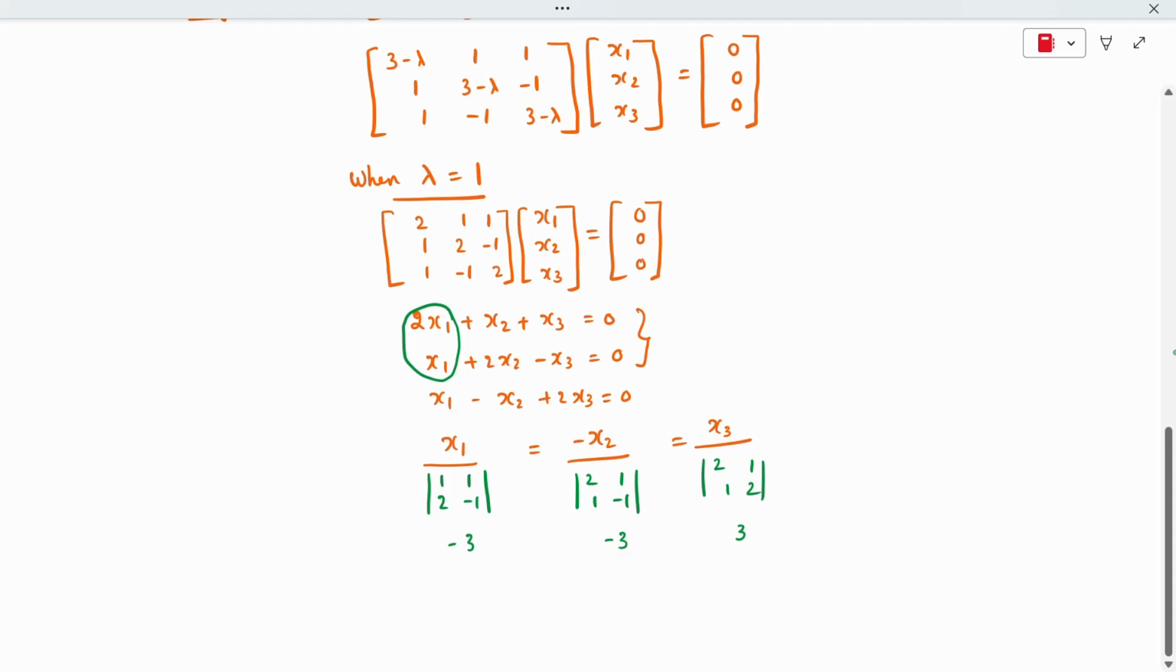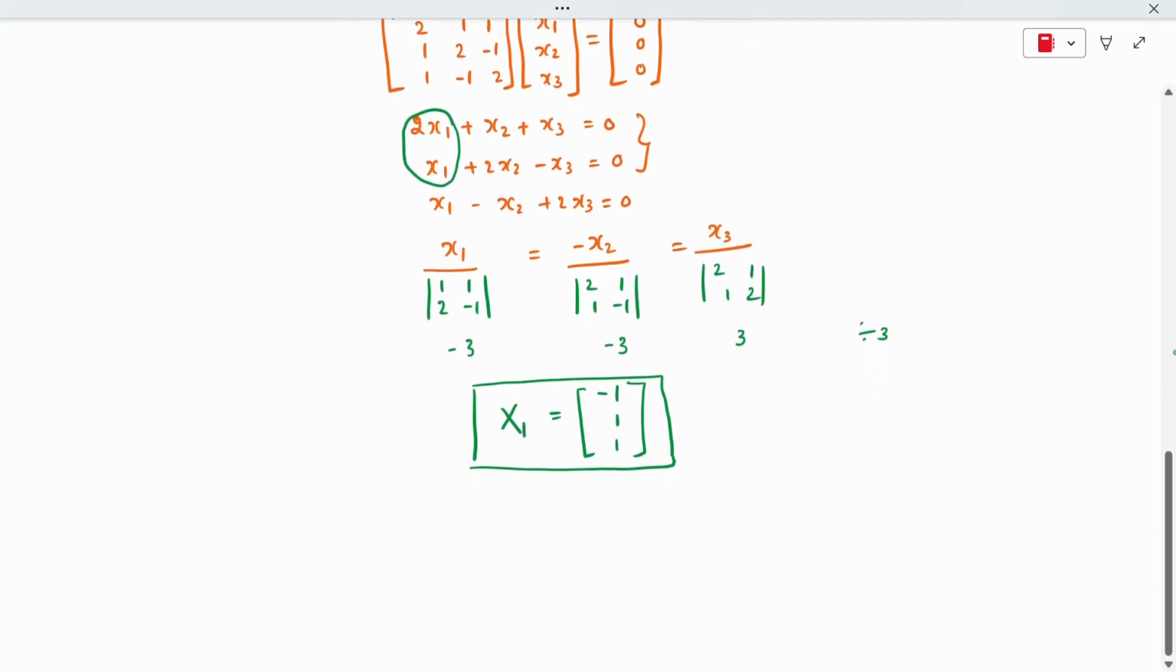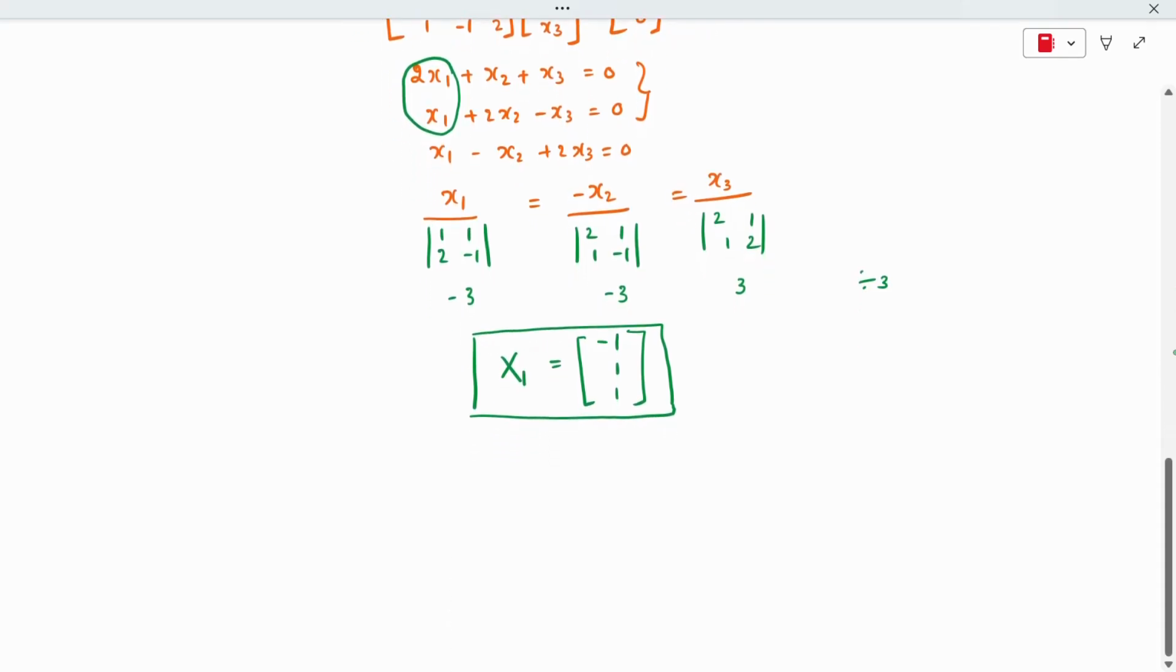Now when I write my first vector X1, commonly divide by 3. All three are divisible by 3. So my vector will be minus 1, plus 1, and 1. So this is my first vector; I have calculated it for the non-repeated value. Now we have to calculate for the repeated value, when lambda equal to 4.